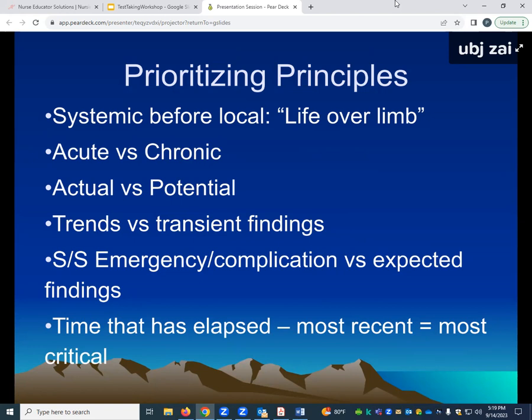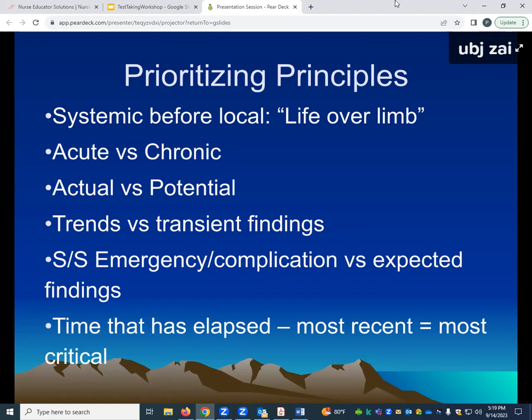Actual versus potential problems. Fortunately, on the NCLEX now, they're not asking you to prioritize nursing diagnoses, so you don't have to worry about those NANDA nursing diagnoses being tested. However, you do need to focus on what are actual existing problems with your patients, and those are the priority versus some of the risks and potentials that could be lurking in the wings. Yes, we have to think about those, but right now we have to address the actual current problem that's going on.